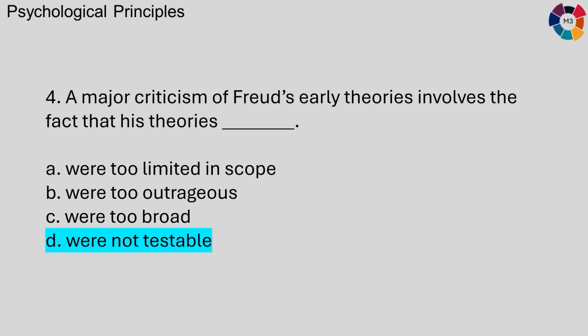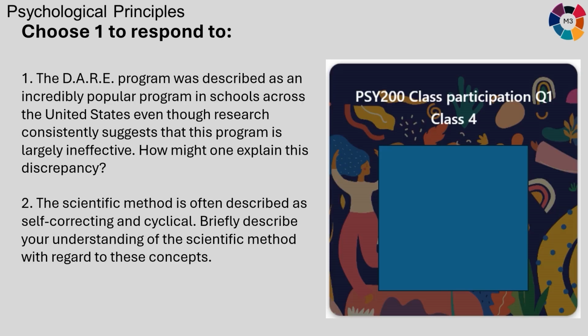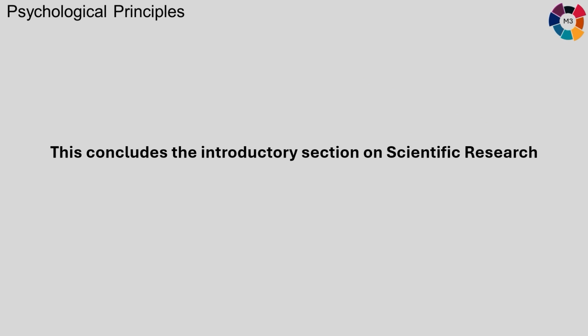They were not testable. So here I asked the class to pick one of these questions to respond to and reflect on. The first is the D.A.R.E. program that was described as that incredibly popular program at first in schools across the United States, even though the research consistently suggested the program was largely ineffective. How would you explain this discrepancy? The other review question option is that the scientific method is often described as self-correcting and cyclical. Briefly describe your understanding of the scientific method with regard to these concepts. This concludes the introductory section on scientific research.